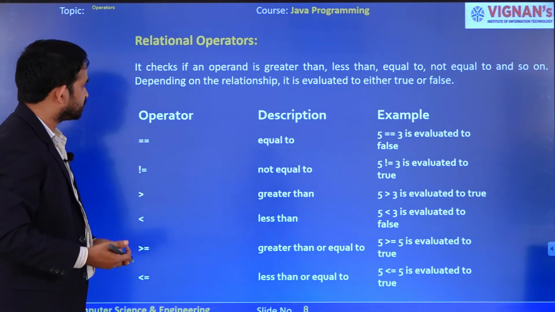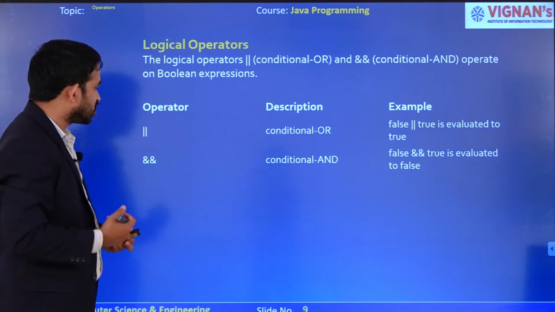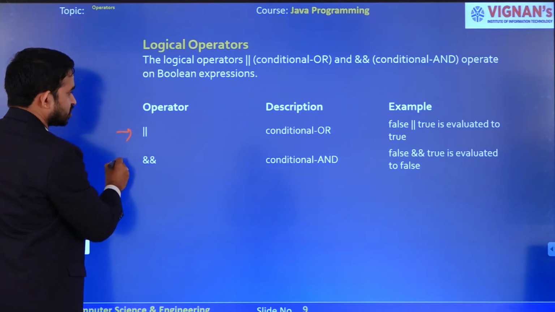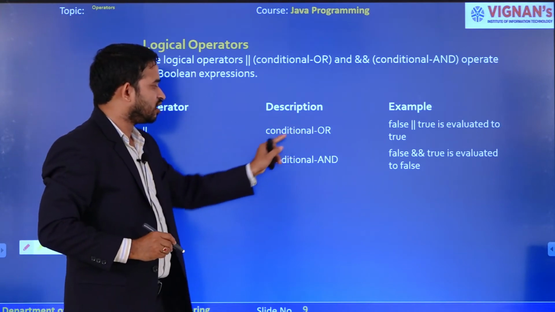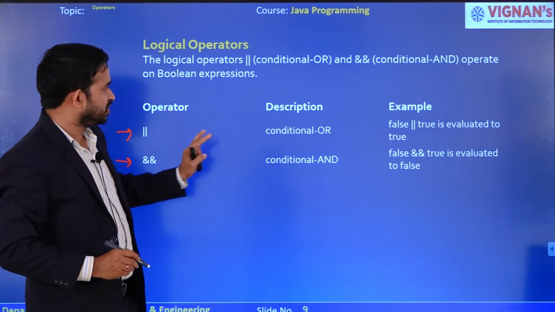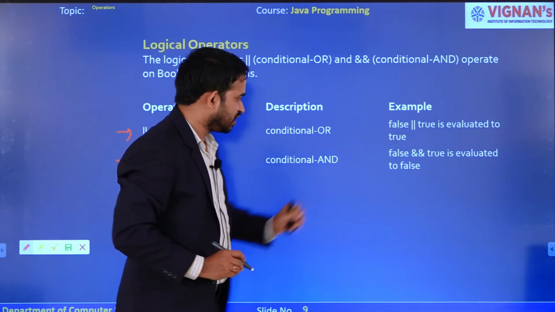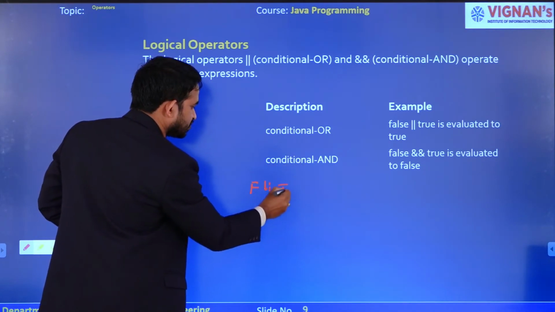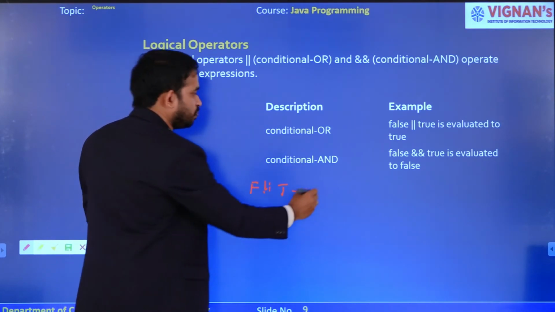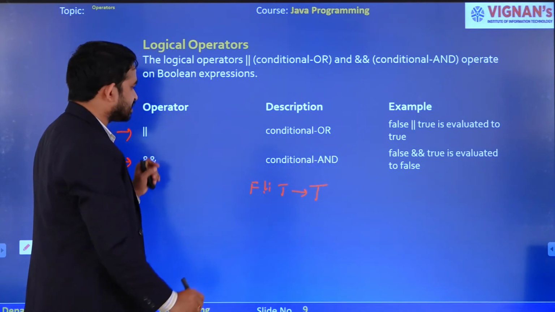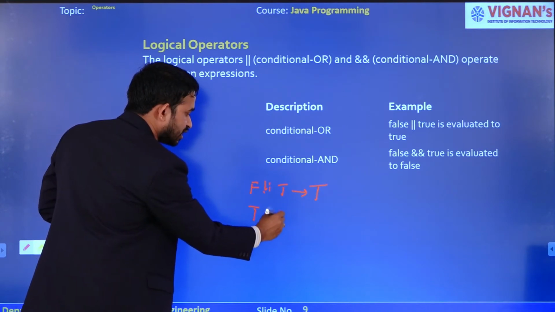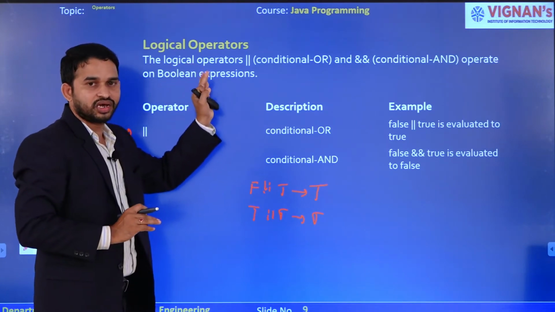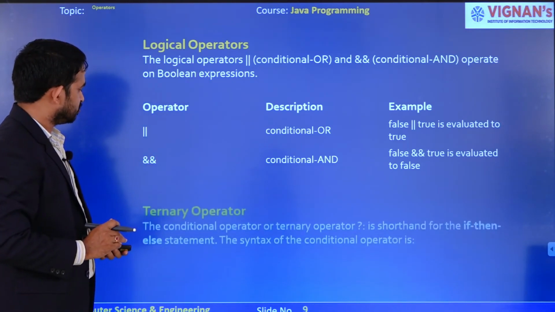The next one is logical operators. What are the logical operators we have? Logical or, logical and. This is logical or. This is logical and. We also call them conditional or operator and conditional and. So what is the meaning of this one? For example, false, true. If you are using the or operator, it gives what? If any one of the conditions is true, the output is true. Okay. What about logical and? If both conditions are true, then only the output is true. Otherwise, the condition is always false. Okay. This is about logical operators.